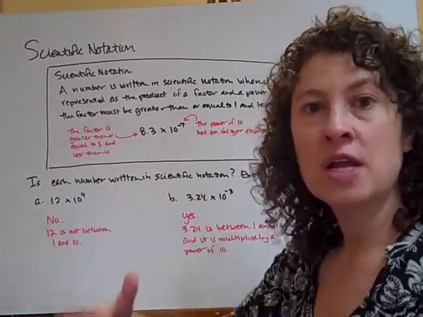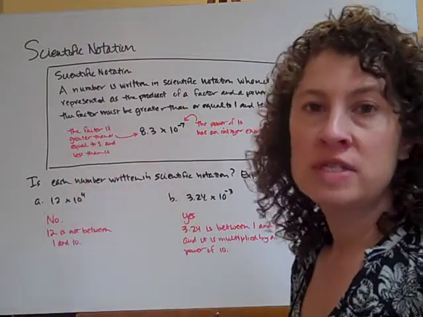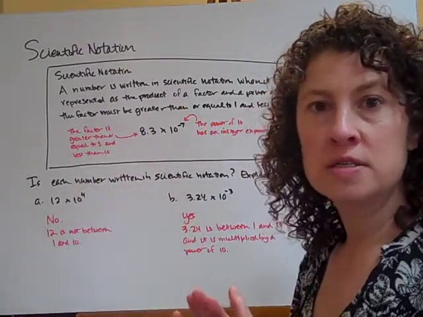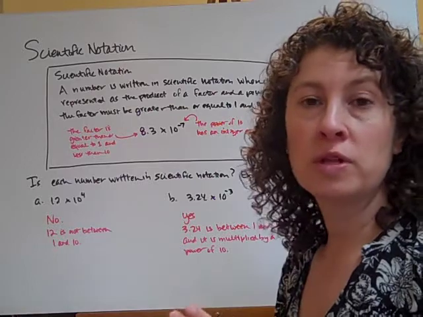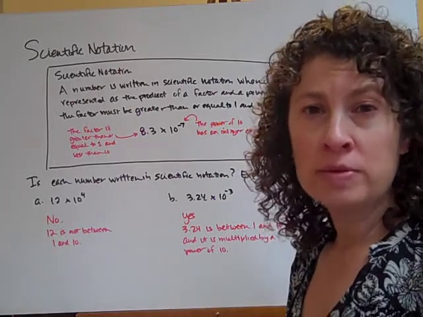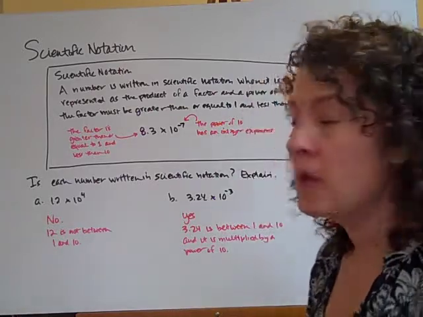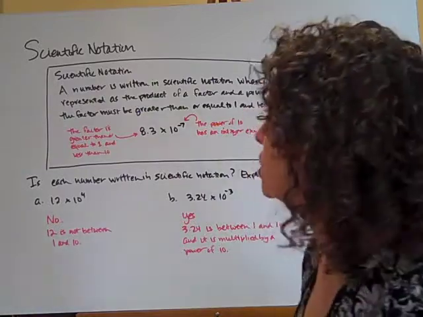And instead of writing out all those digits, we can use scientific notation to help us write those numbers a little more efficiently, and also be able to compare them a little more efficiently. So let's take a look at what scientific notation looks like.